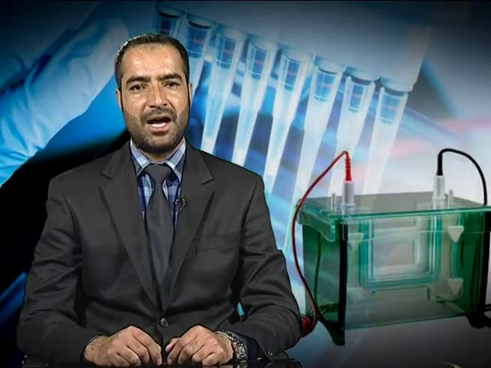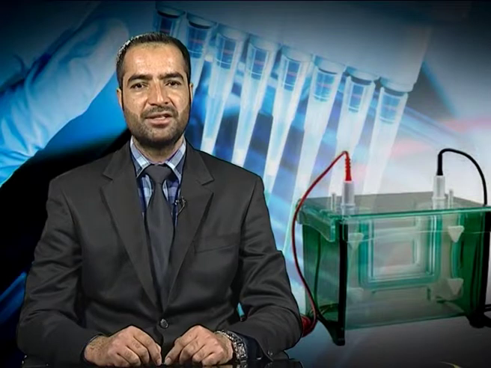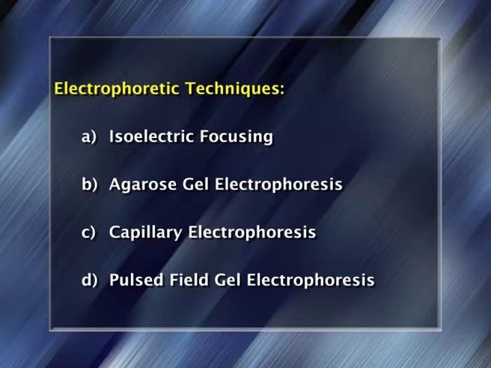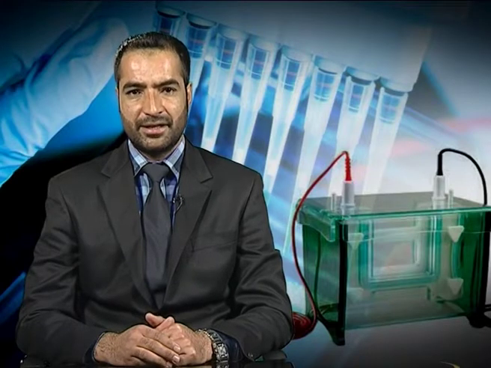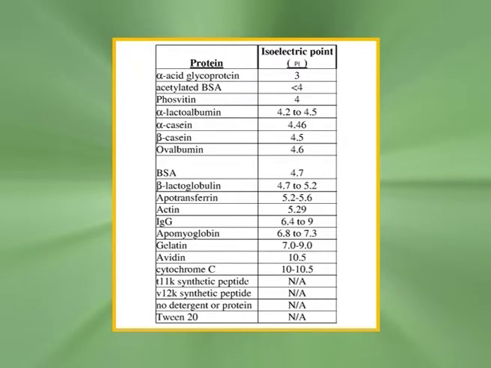In addition to this, I would like to explain some specialized electrophoretic techniques which include isoelectric focusing, agarose gel electrophoresis, capillary electrophoresis, and pulsed field gel electrophoresis. Let us first talk about isoelectric focusing. It's an electrophoretic technique that separates macromolecules on the basis of their isoelectric points. Isoelectric points are the pH values at which they carry no net charge.